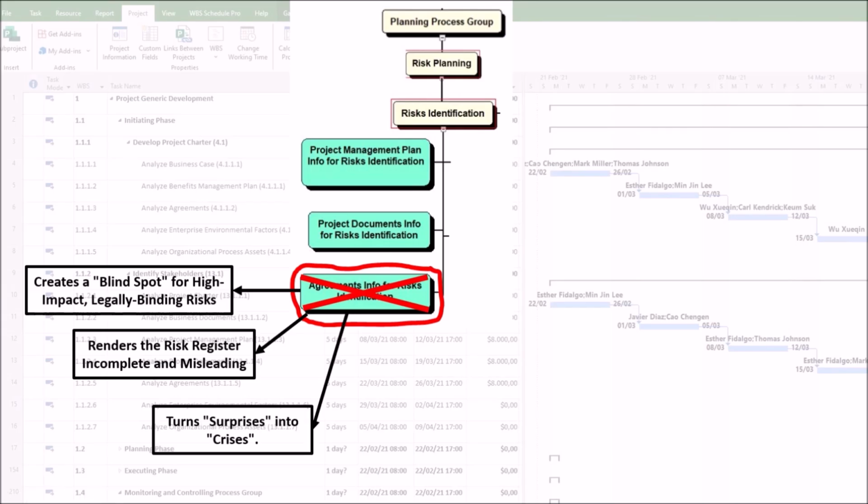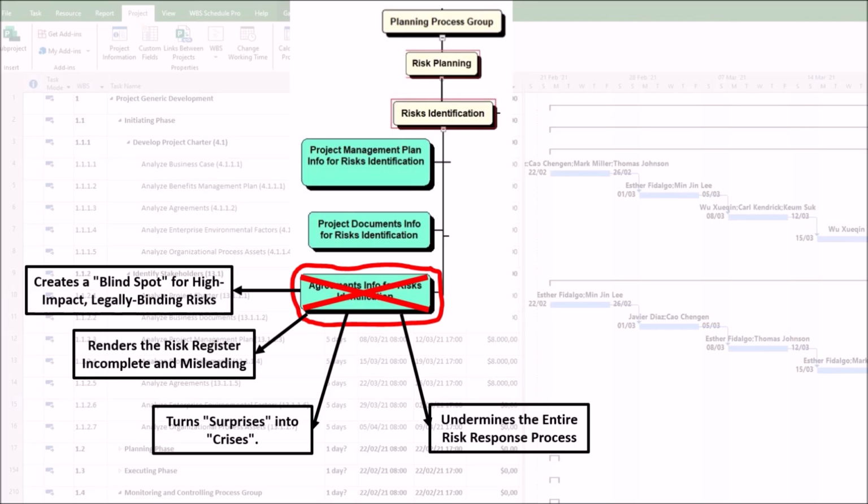3. It turns surprises into crises. Risks that are identified early can be planned for, monitored, and mitigated. Risks that are discovered only when they trigger are no longer risks, they are active issues or crises. For example, a vendor delivers a component that doesn't meet the hidden, detailed performance specs in an appendix you didn't analyze. This isn't a potential risk anymore, it's an immediate crisis causing stoppages, rework, and conflict. The project is now in reactive, firefighting mode, which is far more costly and stressful.